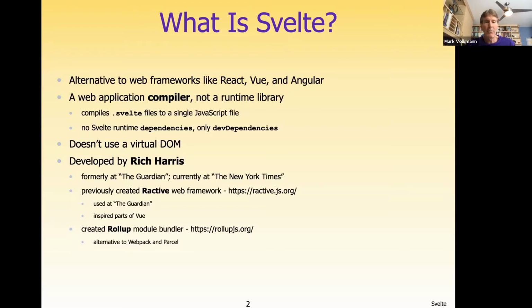So this was created by Rich Harris, who used to work at The Guardian and now works at the New York Times. He's a graphics application developer there, and he uses Svelte in his work there. Previously, he developed a web framework called Reactive, and he used lessons that he learned in building that to build Svelte. He also created the Rollup module bundler, which is a very popular alternative to Webpack and Parcel. And so he's got a lot of experience working in the open source space.